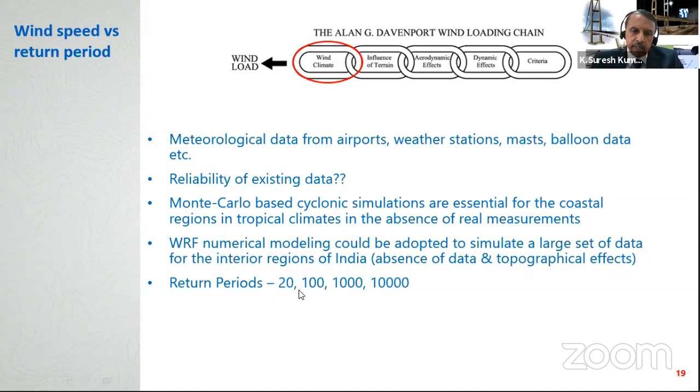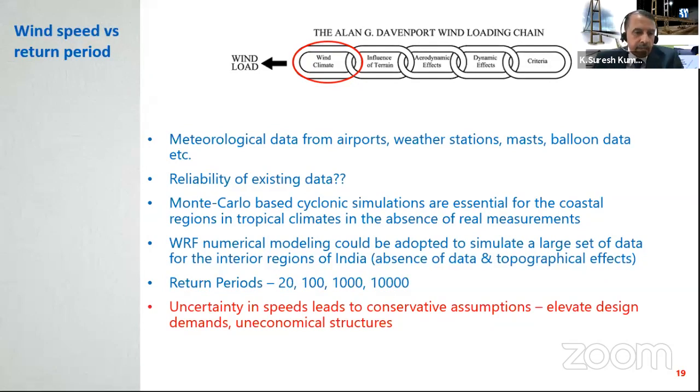Return periods we are interested in are typically 20, 100, 10,000 and 100,000 year return periods. All I can say is that uncertainty in speeds leads to conservative assumptions and elevates the demands, and finally leads to uneconomical structures. So one has to be very careful about what speeds we are considering for design.